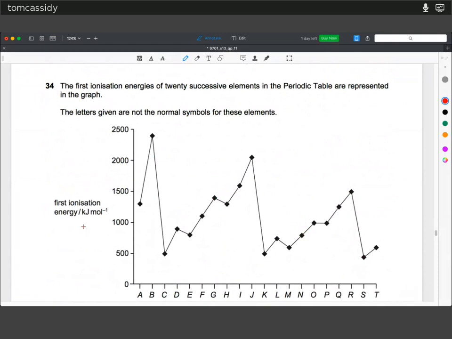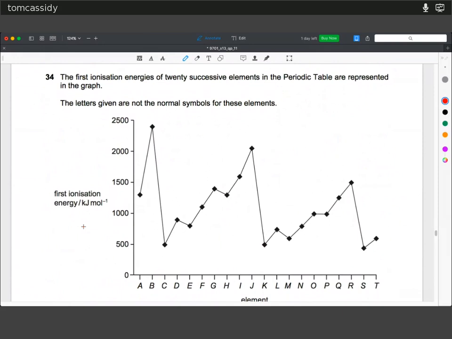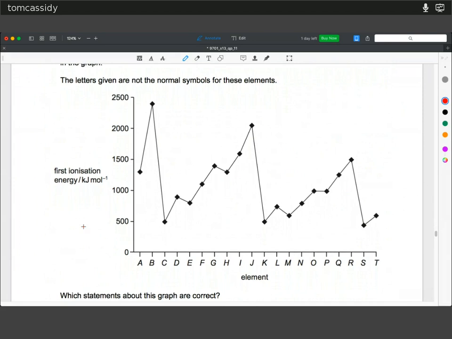Okay, the easiest way that I find to deal with these is it's telling us that these are the first ionization energies of the 20 successive elements in the periodic table. So you could just look those up in the data booklet if you wanted to, but you start off with hydrogen, 1s1, helium, 1s2, and then after 1s2, you've got 2s1, 2s2, we've got there into group 2.